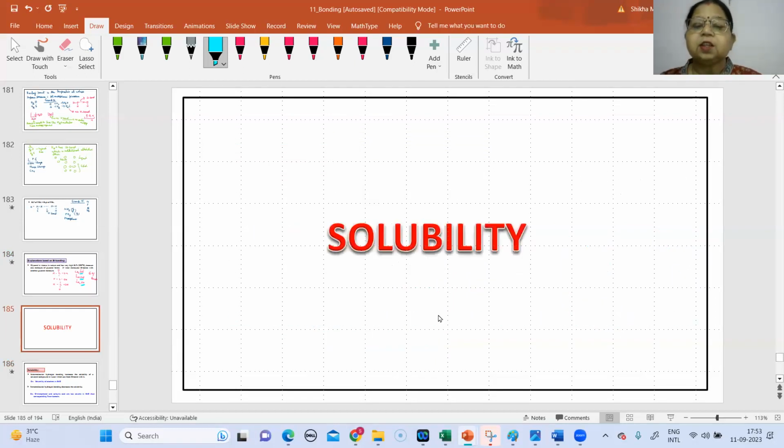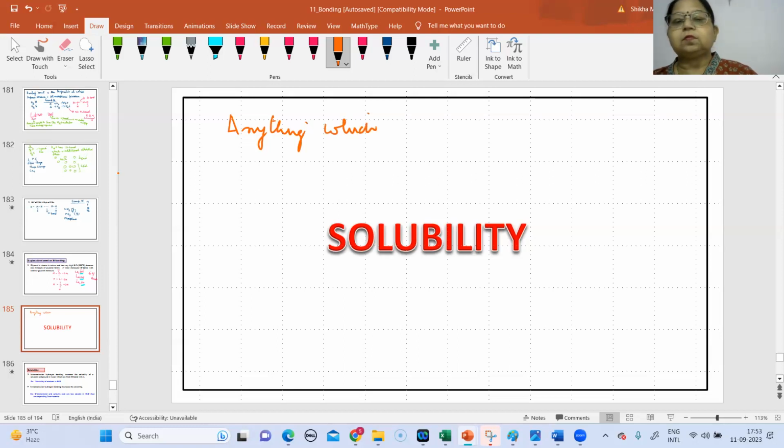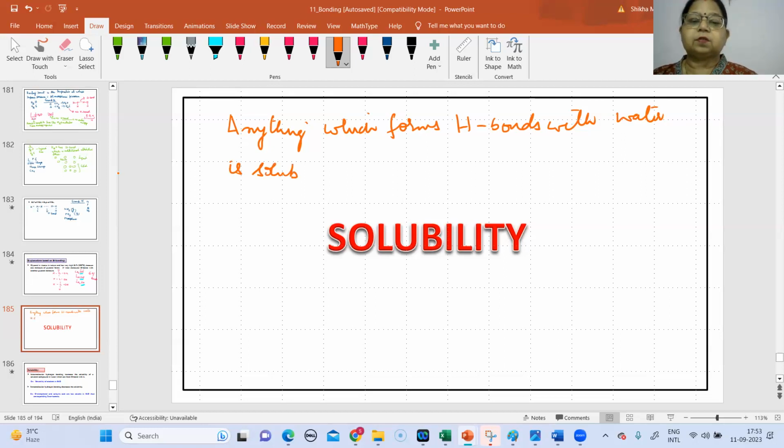Moving on to solubility, we must remember anything which can form hydrogen bonds with water will be soluble. That's the golden line which you must understand and write down. Anything which forms hydrogen bonds with water is soluble in it. Is it clear, Ritika? Yes, ma'am. Okay.